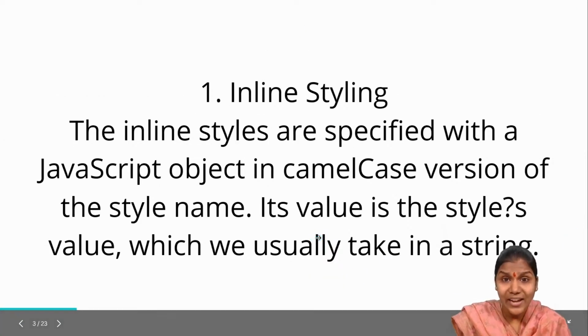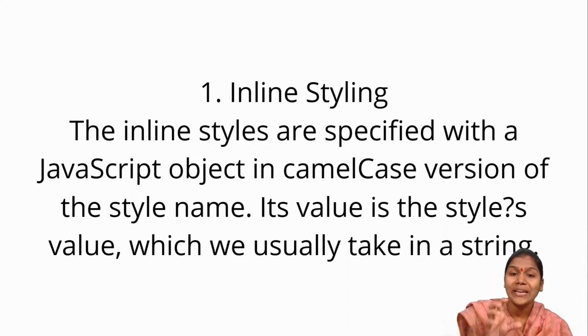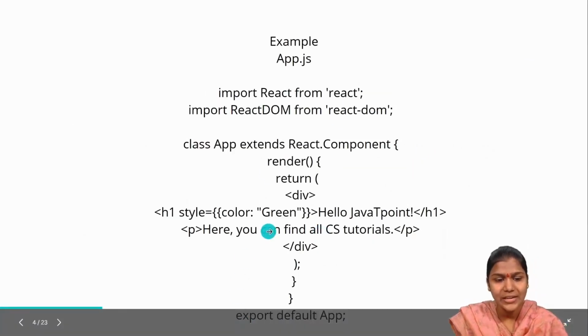Here comes inline styling. The inline styles are specified with a JavaScript object in camel case version of the style name. Its value is the style's value, which will be taken as a string value. So in inline styling we are going to access the styling elements in the form of a string. Okay, fine. Here comes our application example.